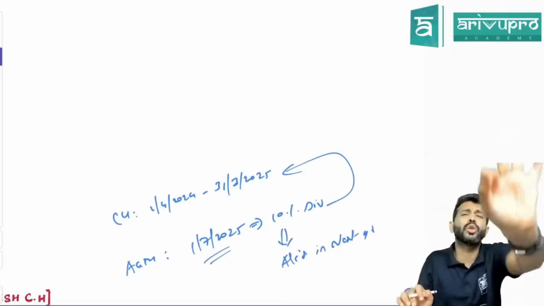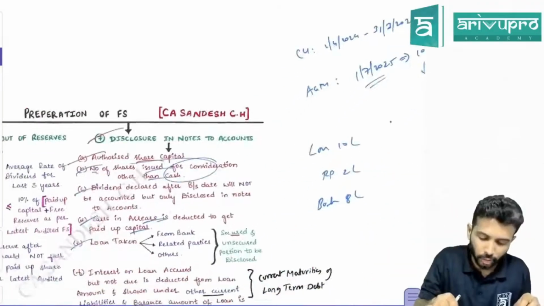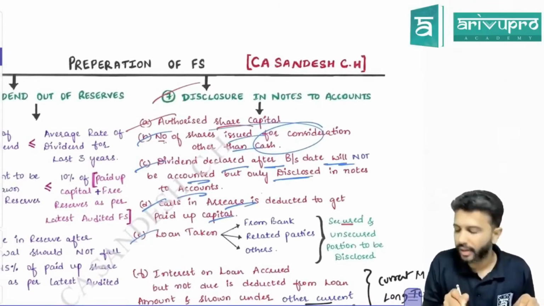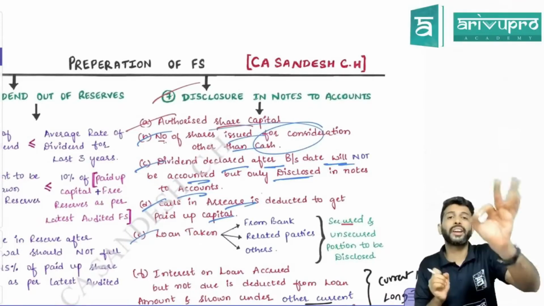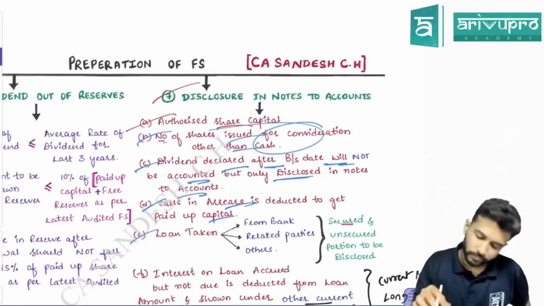In the current year, you only give a disclosure saying dividend has been declared. That is good enough. That's what I've written over here. Dividend declared after the balance sheet will not be accounted but only disclosed in notes to accounts, because dividend you have to account on the date of declaration. That's the thing.